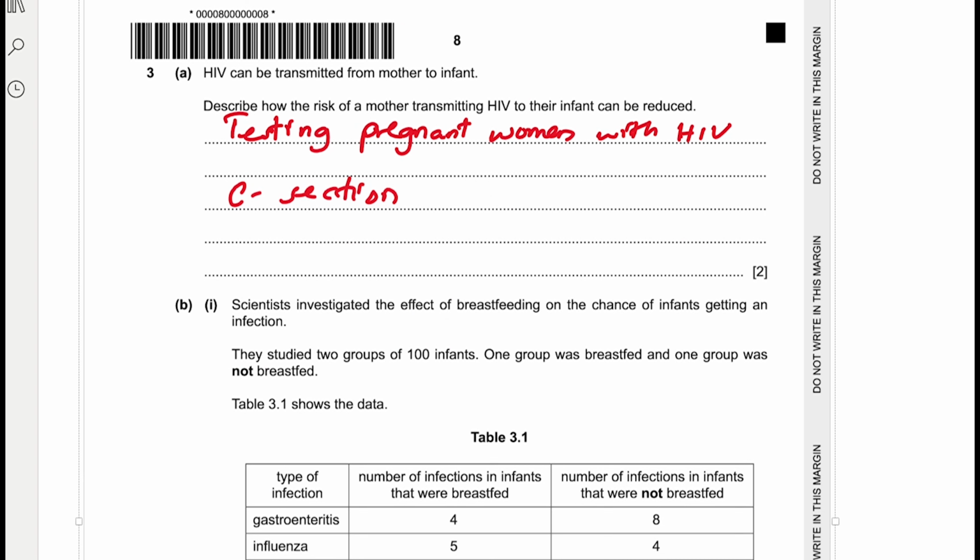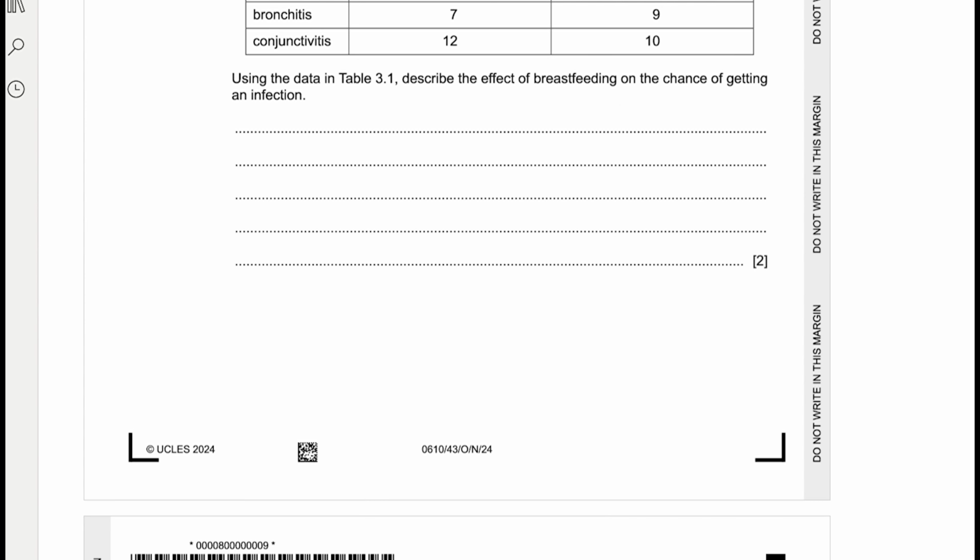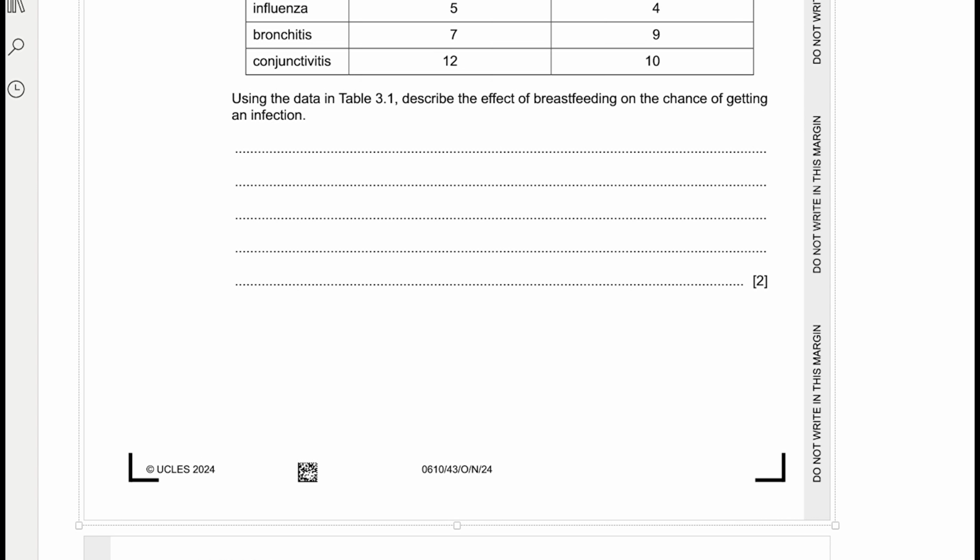Alright, gastroenteritis had 4 for infants who are breastfed, and for infants that were not breastfed, it was 8. Influenza, 5 for those who are breastfed and 4 for those who are not breastfed. Bronchitis, 7 for those who are breastfed and 9 for those who are not. Conjunctivitis is 12 for those who are breastfed and 10 for those who are not. Now, using the data in table 3.1, describe the effect of breastfeeding on the chance of getting an infection.